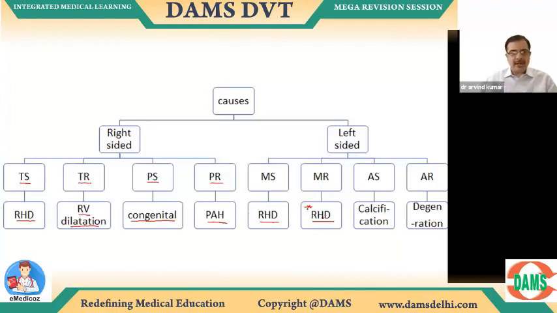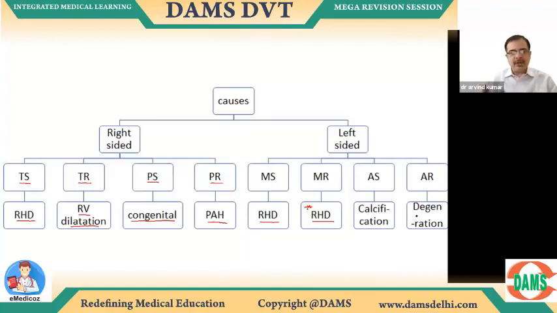So whenever a question comes, decide whether to assume it to be a worldwide or an Indian context. So it will be rheumatic heart disease as the most common cause of mitral regurgitation. While for aortic stenosis it is calcification, which can be age-related calcification, and for aortic regurgitation it is an age-related degeneration of the valve that is the most common cause.